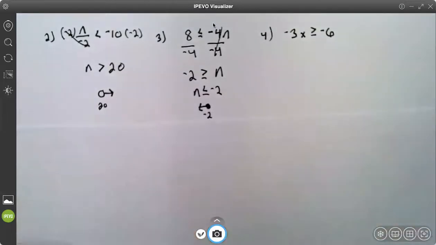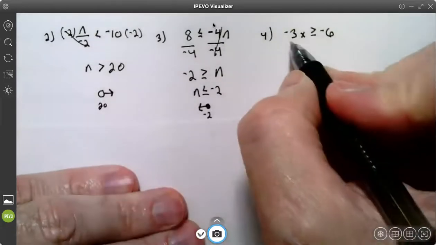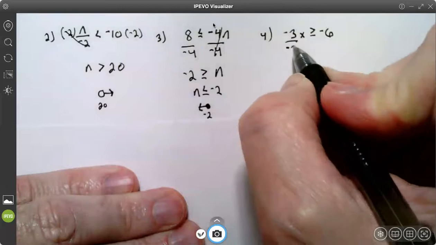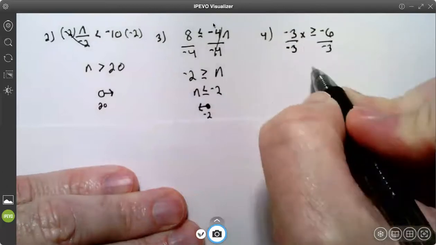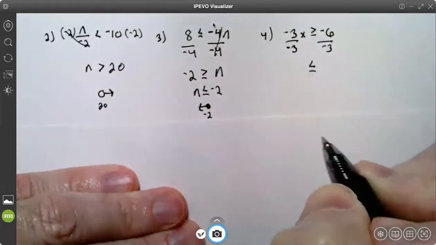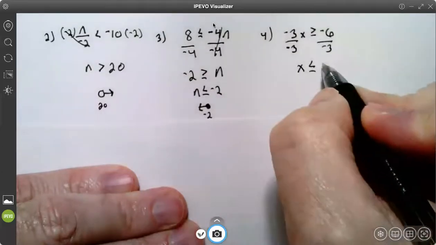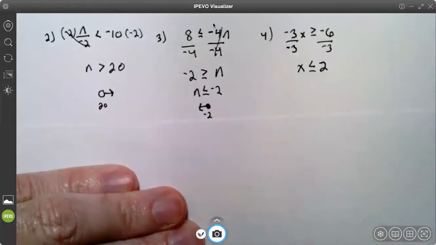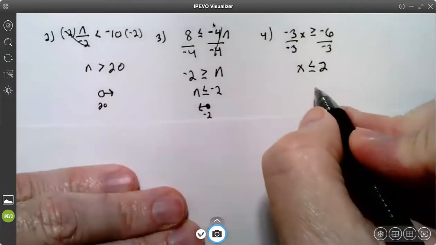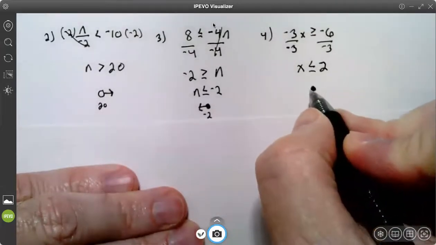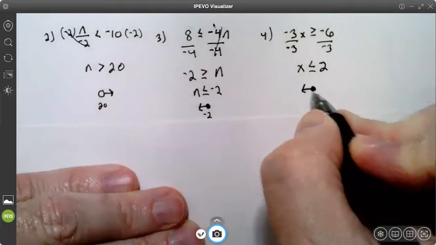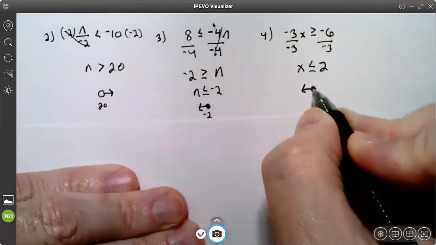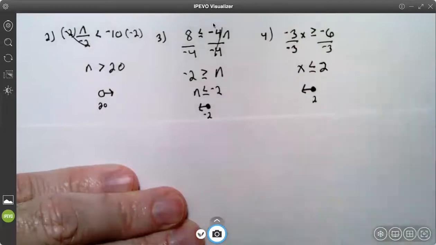You try number 4. On number 4, to get rid of times negative 3, we divide by negative 3. As soon as I say divide by negative, I flip that sign. That gives me x is less than or equal to positive 2. My variable is already on the left. In the last video, we showed a better way to graph, but for right now, I just want you to show that you know it's closed circle to the left over the 2.